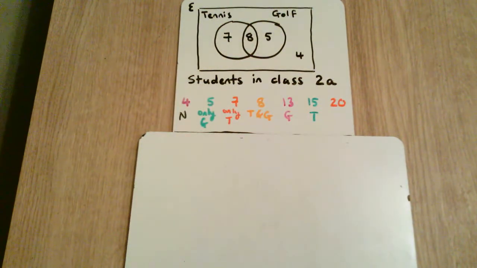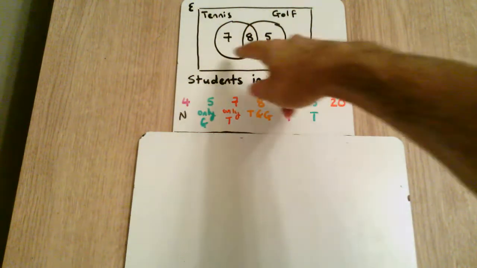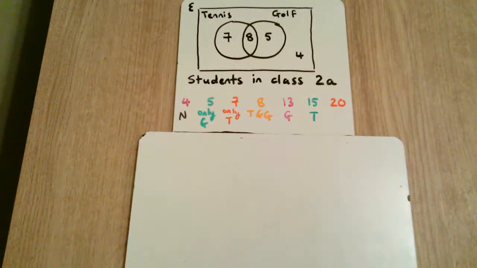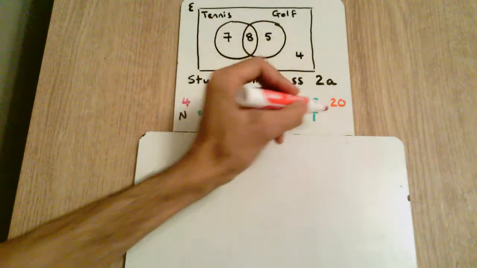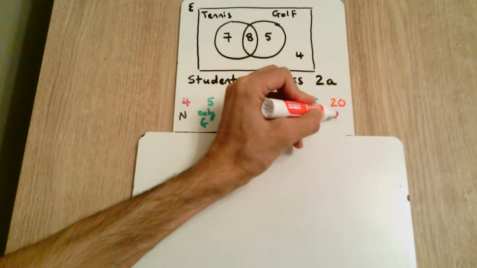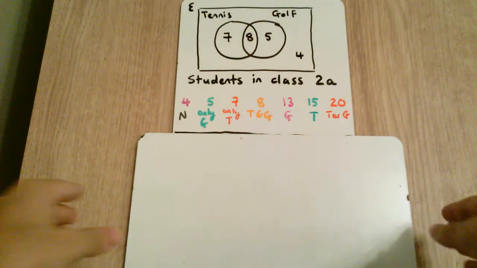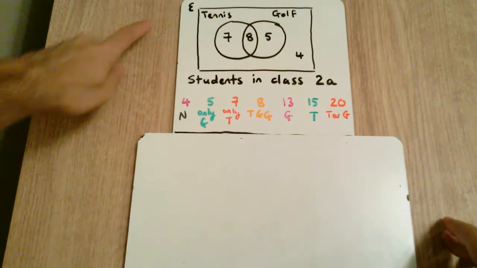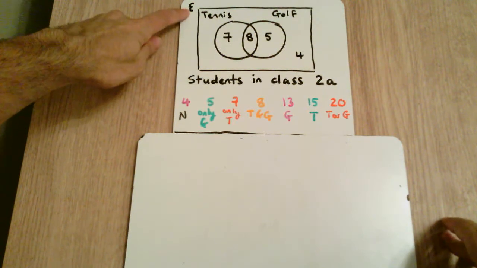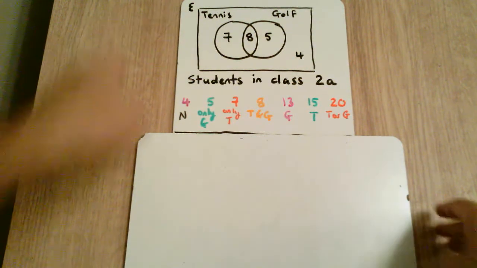And the 20 represents people that play either, or play tennis or golf. So any people that play tennis or golf. So this would be tennis or golf. So those are kind of key values which we've come across. Now, this is all about the students in class 2A. If I asked you questions about students in class 2B, I couldn't use this Venn diagram. And this is referred to by this symbol here. It refers to the universal set.